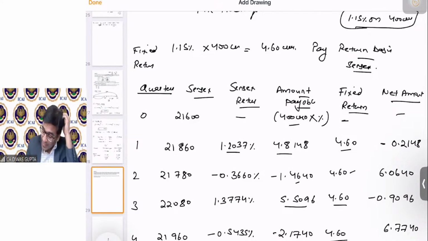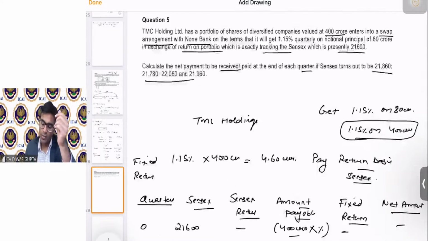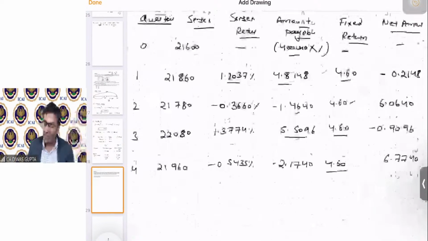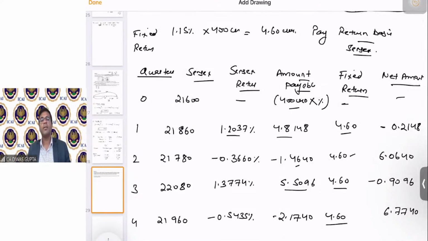Now, students, the catch here is in the second and the fourth quarter, wherein we have incurred a loss. Since we have incurred a loss, the bank will make good that loss also to us. Because if you see, that is what the arrangement with the bank. We will exchange the return of portfolio with the 1.15 payment on the notional amount. Okay. So I hope this is clear, students. Accordingly, we have calculated the net amount too in this case.